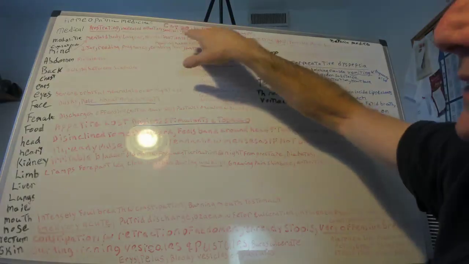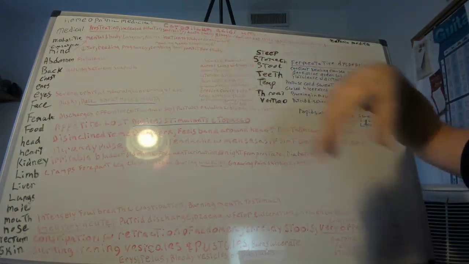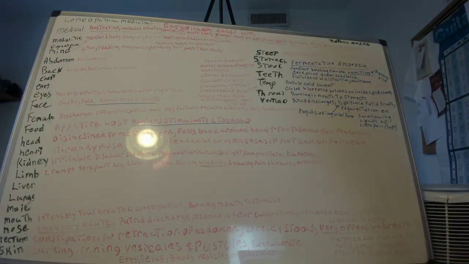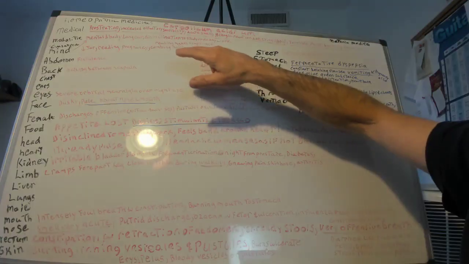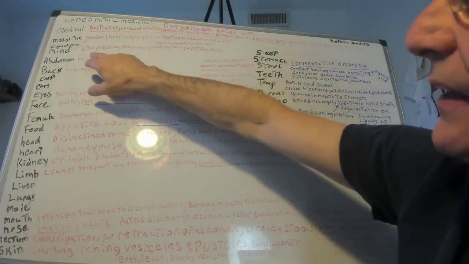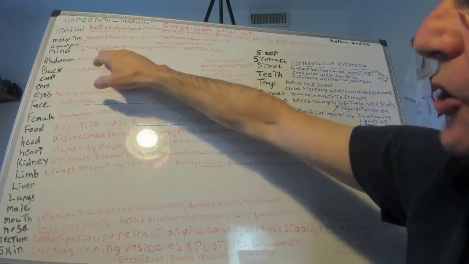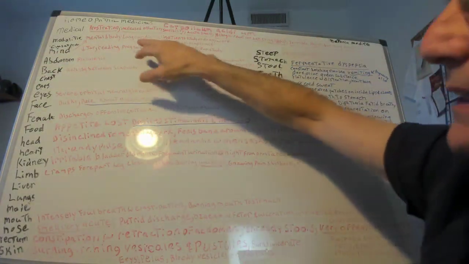Oh, this is the mind. Sorry. Disinclination to study or do any work. So they just don't want to function in any way. So this is, yeah, that is the mind. I mixed these up. And the modalities are worse from jar. So they can't take a jarring sensation. That's probably in the headache and things like that.